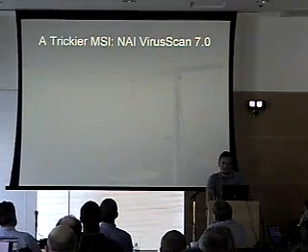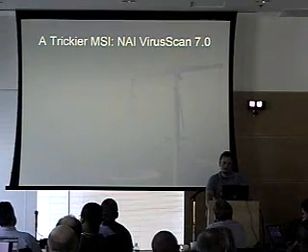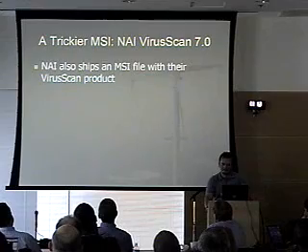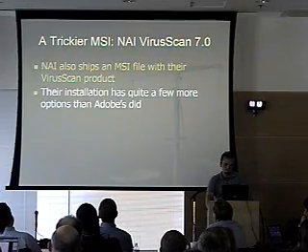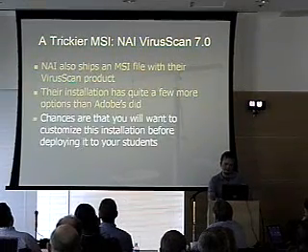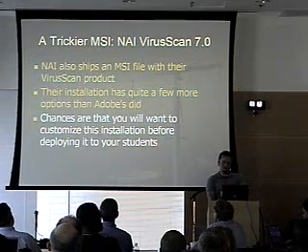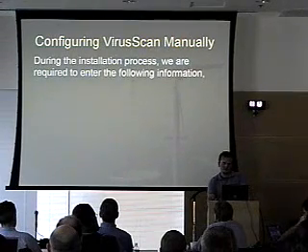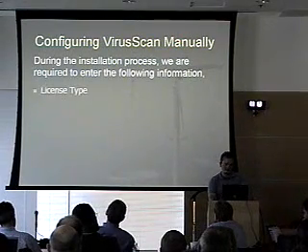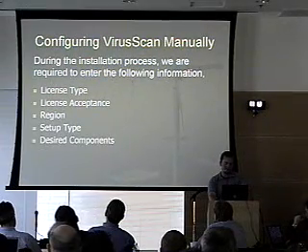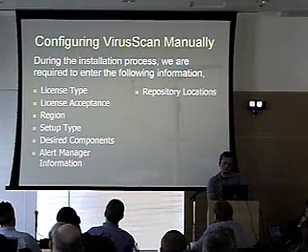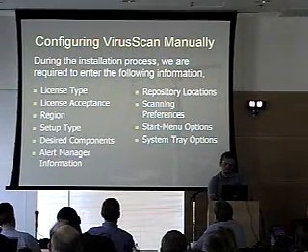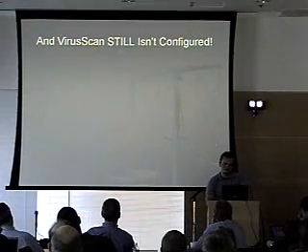What about something trickier, though? What about, say, we want to put virus scan on a laptop? NAI also gives us an MSI file to work with. However, their installation is a little trickier, and you might need to tweak this before you install it in your environment. So once again, we install this piece of software manually. During the process, we're asked for licensing information, regions, setup type, which components we want, whether we want Alert Manager or not, where we want it to download updates from, types of scanning we want to run, do we want it on the start menu, do we want it in the system tray, and do we want a password for it?